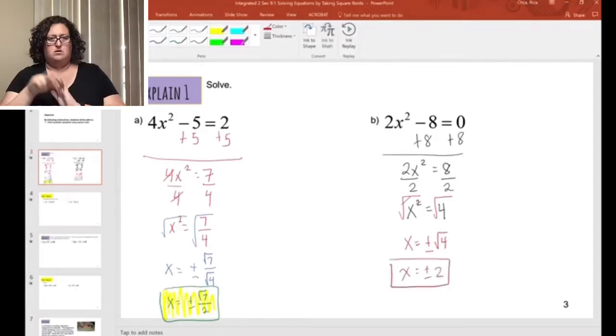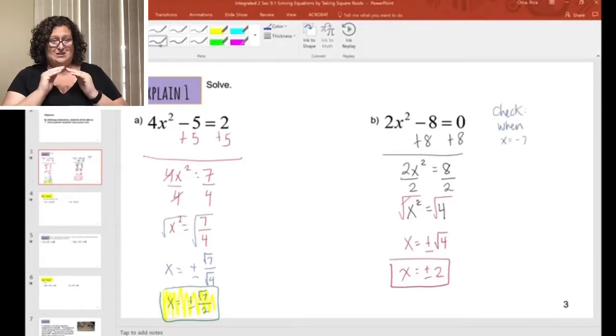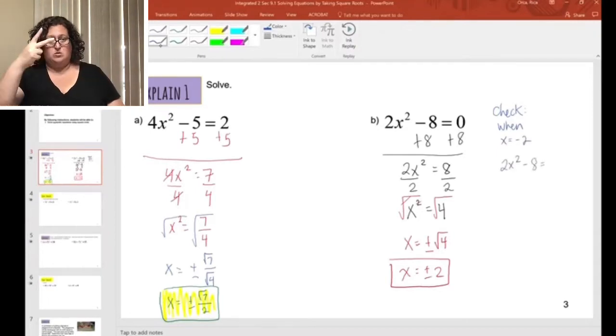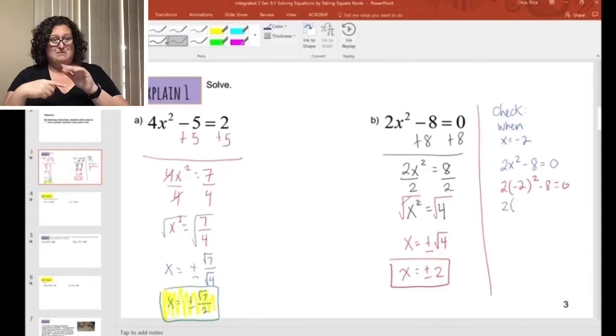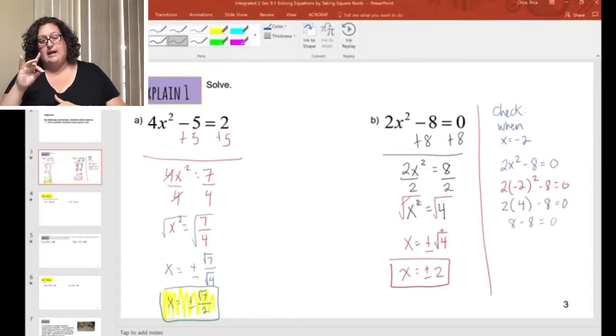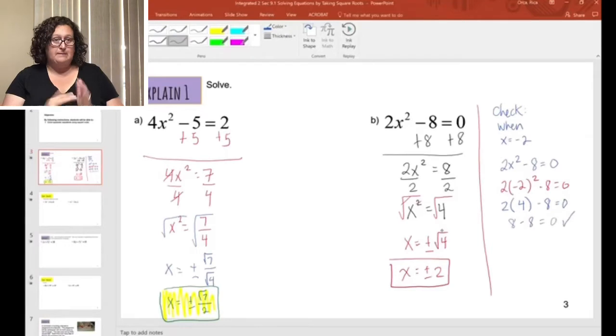So since our answer is a whole number, let me show you how to check your work. Let's check when x equals negative 2. You want to use the original equation, 2x squared minus 8 equals 0. So when you plug it in, it's 2 times negative 2 squared minus 8 equals 0. Negative 2 squared is 4, so 2 times 4 is 8, and 8 minus 8 equals 0, which means that negative 2 is a solution.